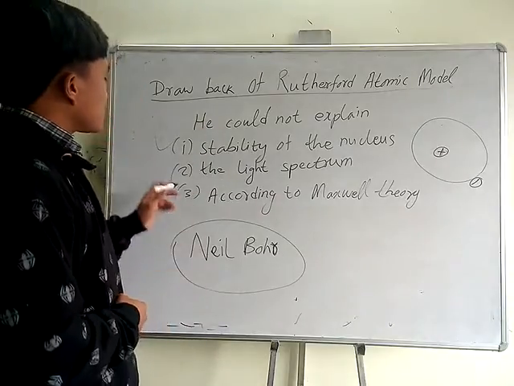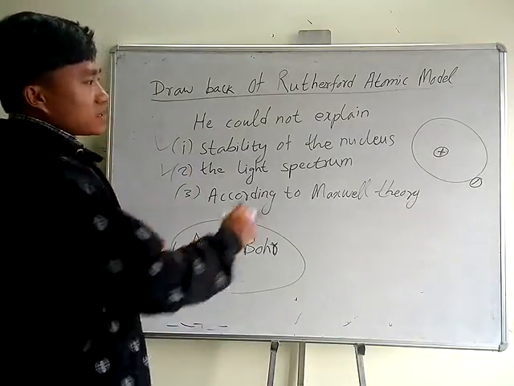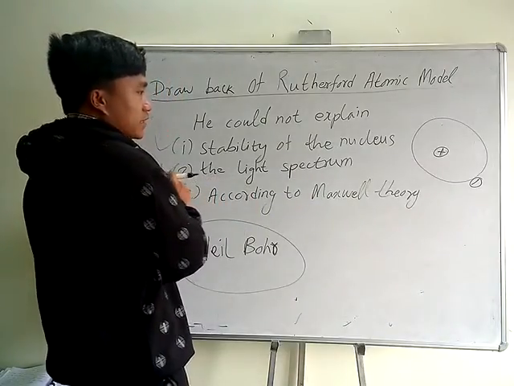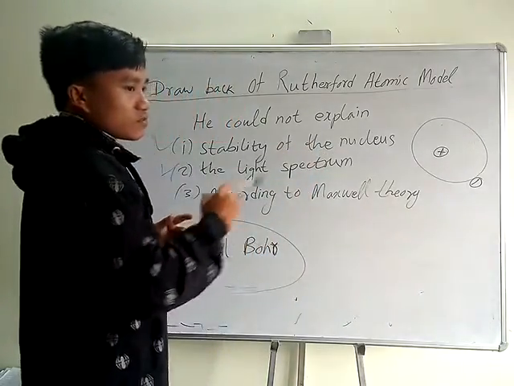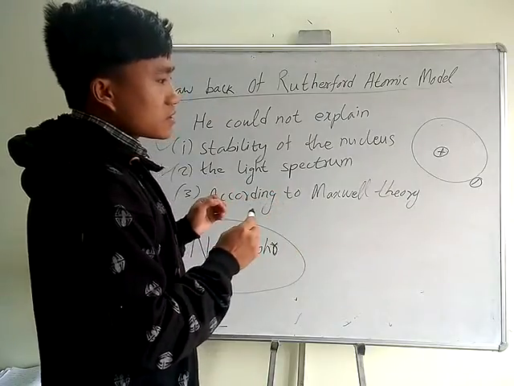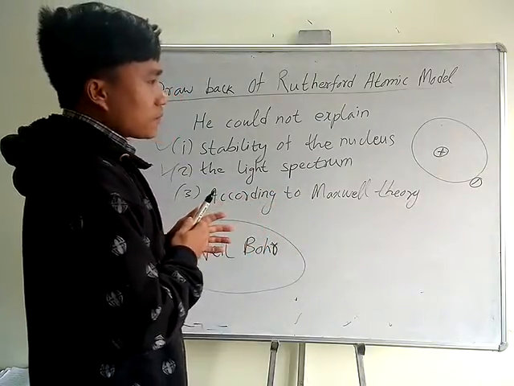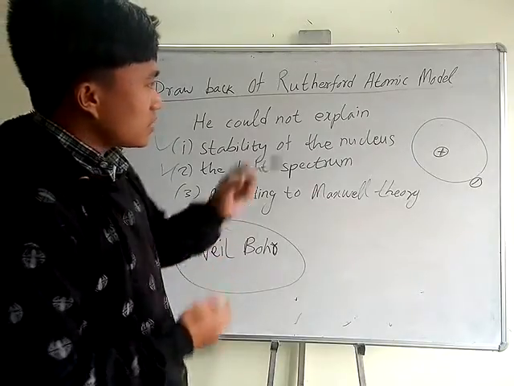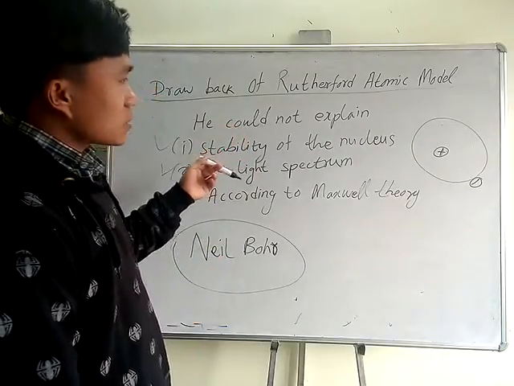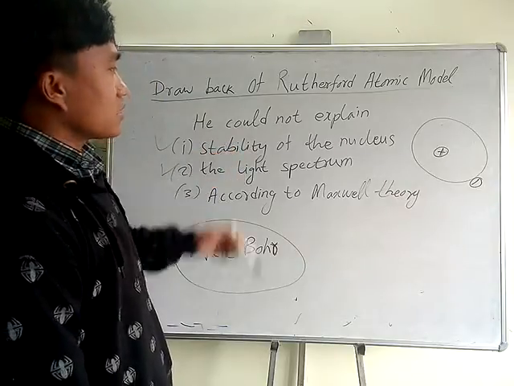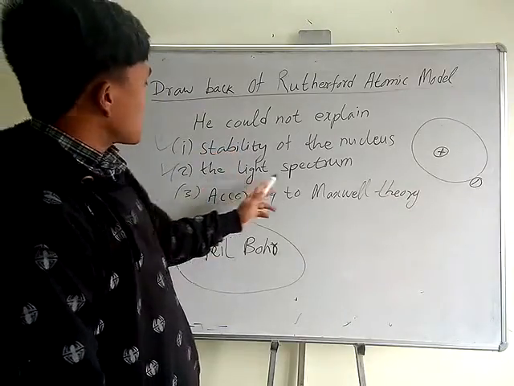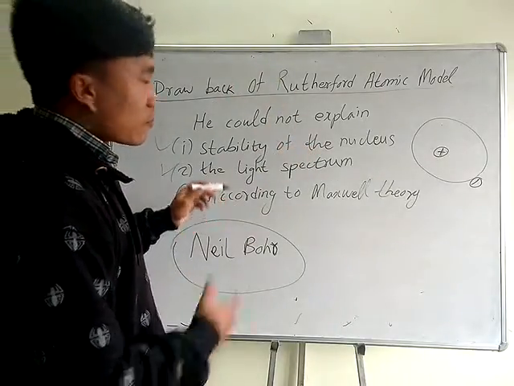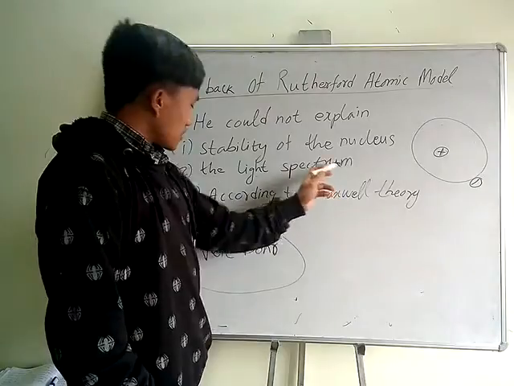And then one is the light spectrum. When he did the experiment, they knew that rays were coming, and there was emission of rays, and they observed by seeing light or some kind of colors, and these are called the light spectrum. He could not explain the formation of those lights or colors.